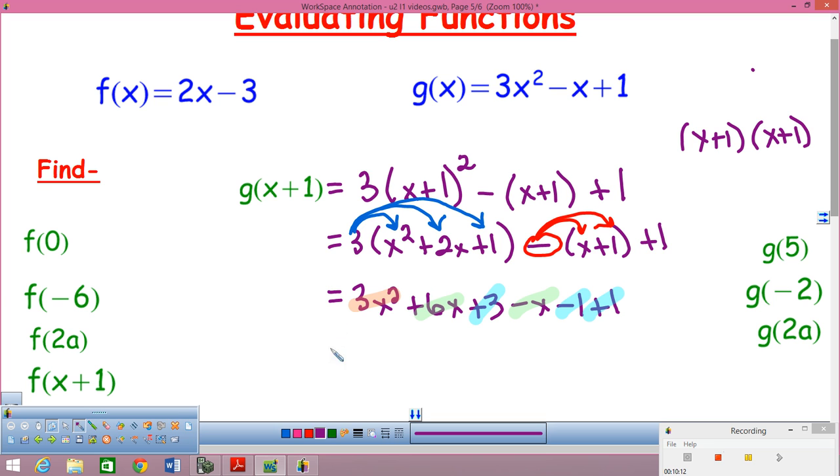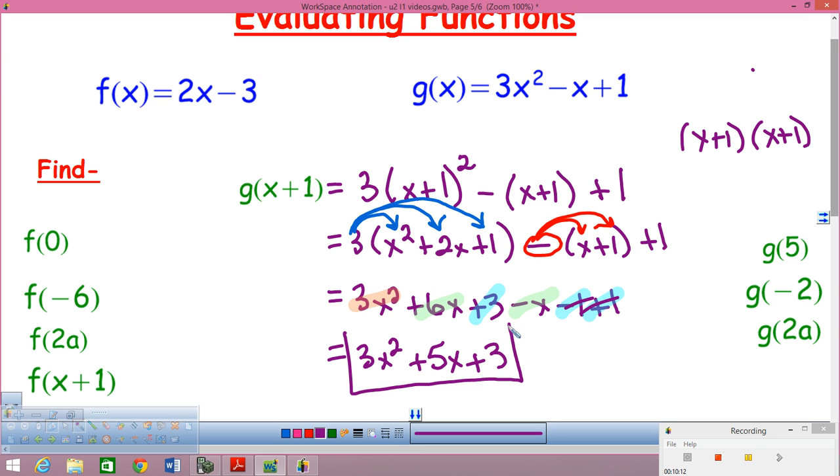Let's simplify this. 3x squared. Then I have 6x minus x, which is positive 5x, so plus 5x. Okay, these two cancel each other out. Okay, and then I just have plus 3. Final answer, 3x squared plus 5x plus 3. That would make an awesome bonus question. And that is evaluating functions. Next up, combining functions.